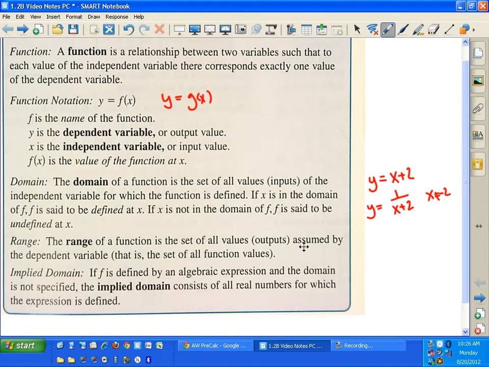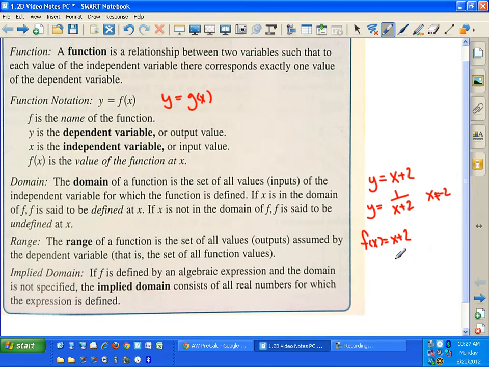Range is the output values. What output values are we getting? I probably should have used f of x for these. If f of x equals x plus 2, there is no range restriction. The range is negative infinity to positive infinity, because every x value that I plug in gives me a different y value, and that y value is only 2 more than the x value, so I'm not skipping any numbers.